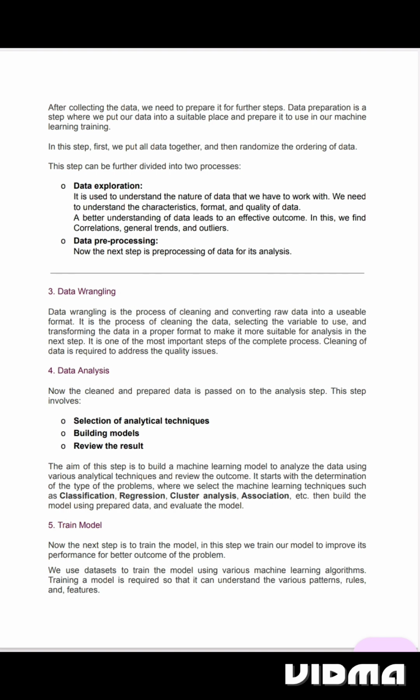1. Gathering data. Data gathering is the first step of the machine learning life cycle. The goal of this step is to identify and obtain all data-related problems. In this step, we need to identify the different data sources, as data can be collected from various sources such as files, database, internet, or mobile devices.